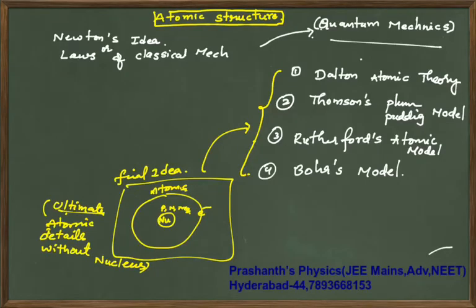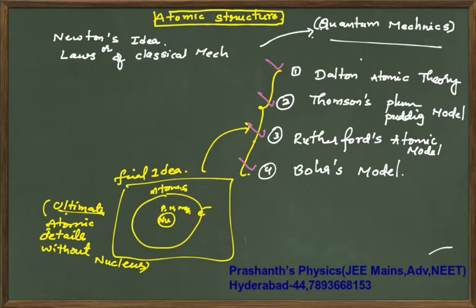Alright, in today's class we are going to see atomic structure. This is your second topic in modern physics, and the outline of this lecture is that you will be studying Dalton's atomic theory first. Second, Thomson's plum pudding model or watermelon model, then followed by Rutherford's model, then followed by Bohr's model of atom.